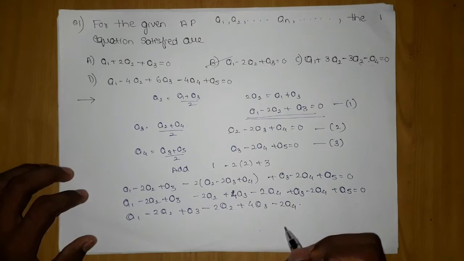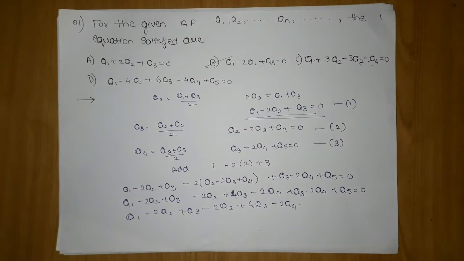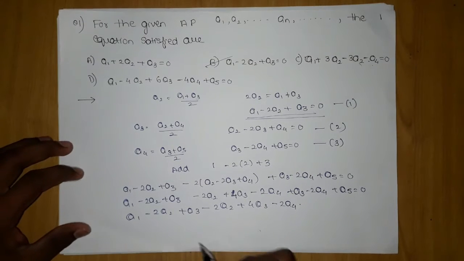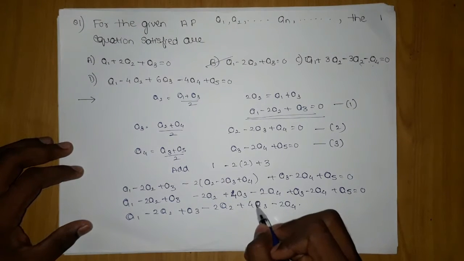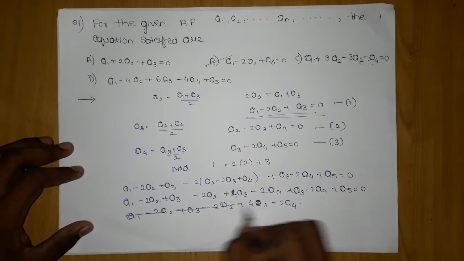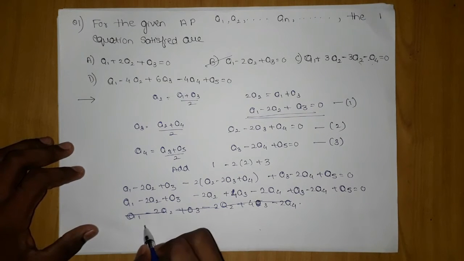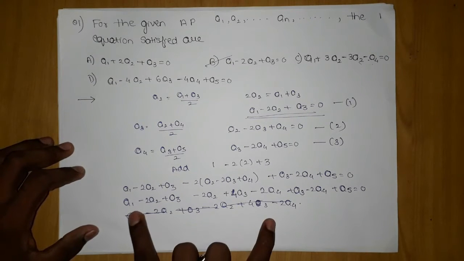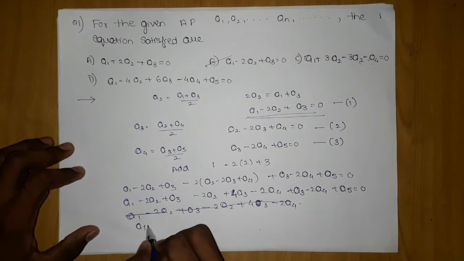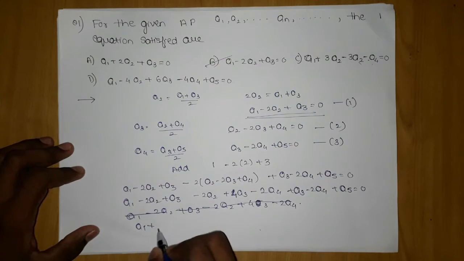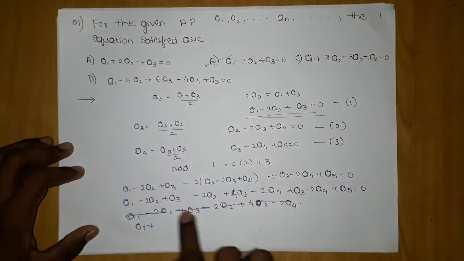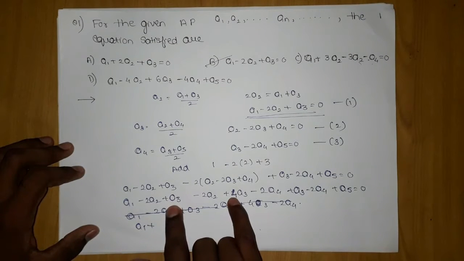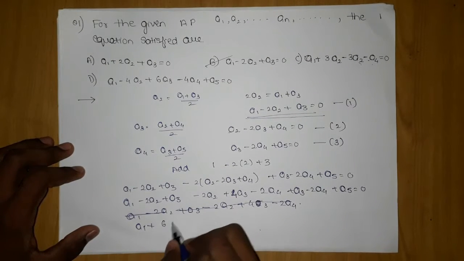Okay, I think I am writing the same thing only. Okay, let me collect the terms. So a1 is here, there is no other a1. Okay, so I want to get 6a3: 1a3 plus 4a3 plus 1 is 6a3.